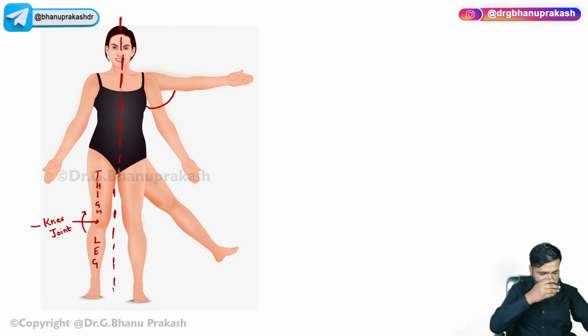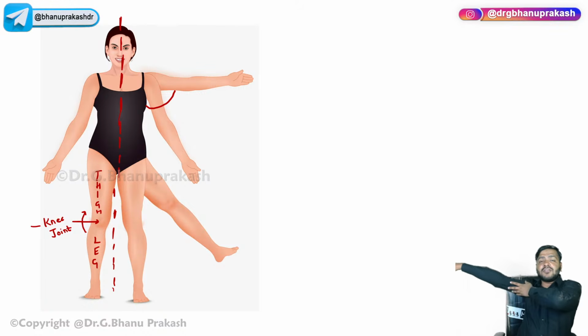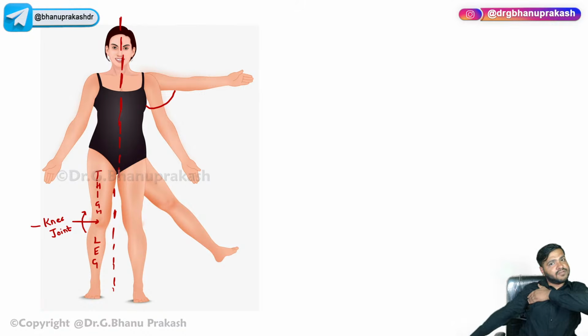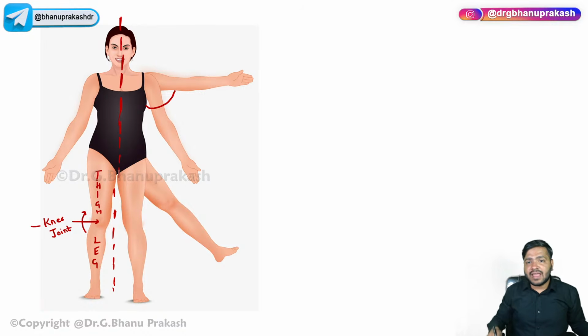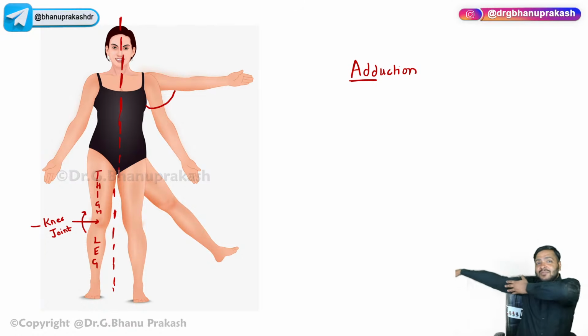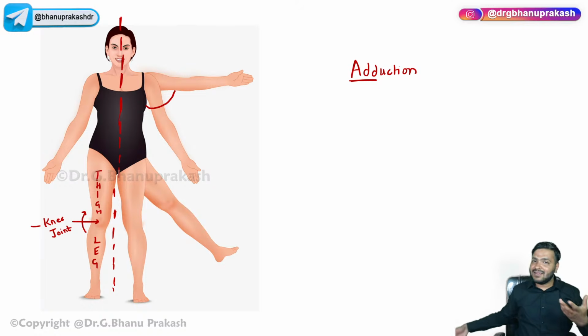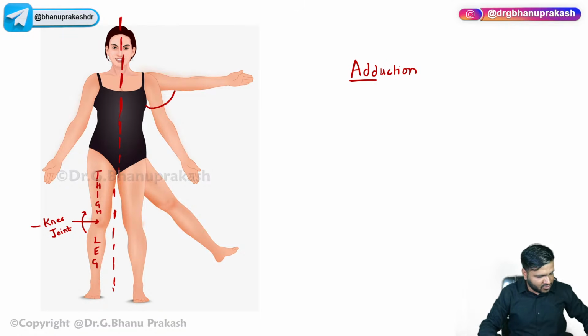And adduction simply means if you are adding the part of the limb towards the midline or towards the side of the body like this, that is called adduction. Add means to sum up, you already know addition. You are adding the limb towards the midline of the body. That is adduction. And abduction simply means taking the part of the limb away from the midline.